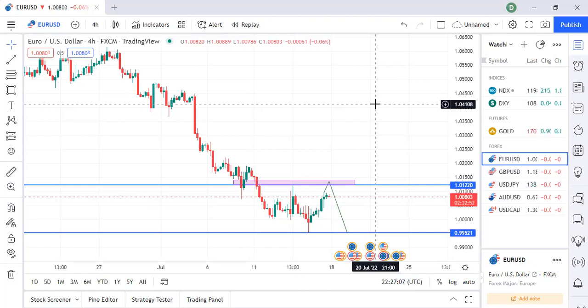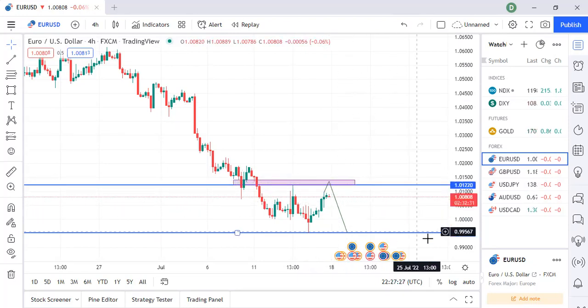I've been telling you guys that every time. Until I see my bias playing out, then I can continue taking trades on EURUSD. Until then, once my bias doesn't play out, I'll look out for other opportunities on the other pairs and take them. So this is what I'm going to be doing.